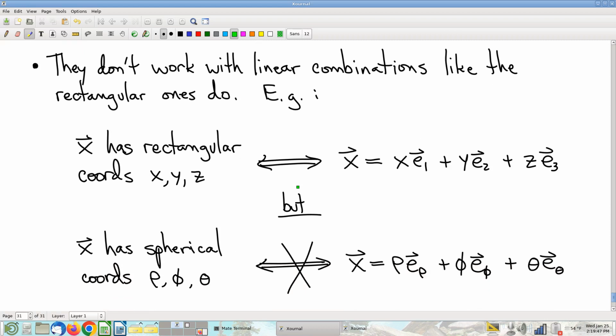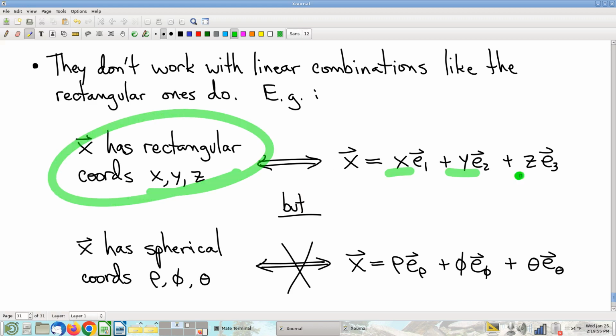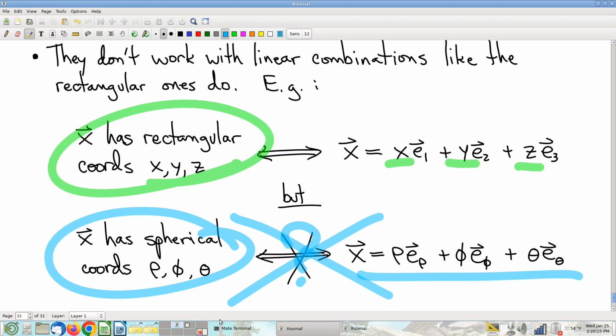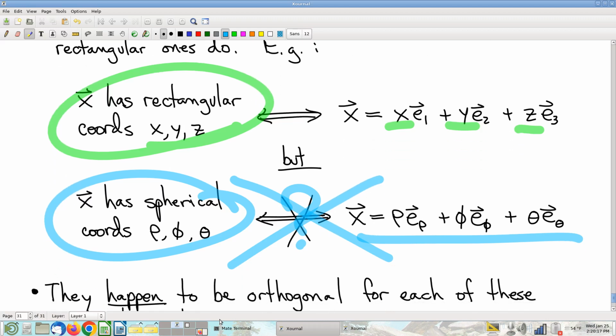The rectangular standard basis vectors are really convenient in that way. For example, coordinates are coefficients in a linear combination. This is awesome for rectangular standard basis vectors. And if you write down something along these seemingly analogous lines, you crash and burn. It just doesn't work. It's just not true.